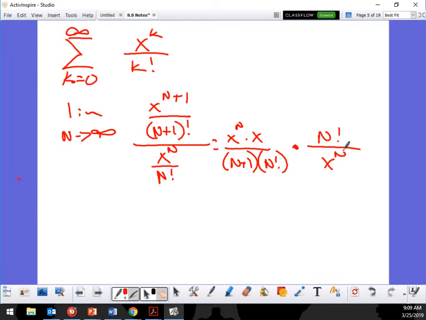From here I'm going to do some canceling, right? Cancel out the n factorials, cancel out the x to the n's, and I'm going to be left with x over n plus 1. So let's figure out what this is: it's going to be the limit as n goes to infinity of 1 over n plus 1.